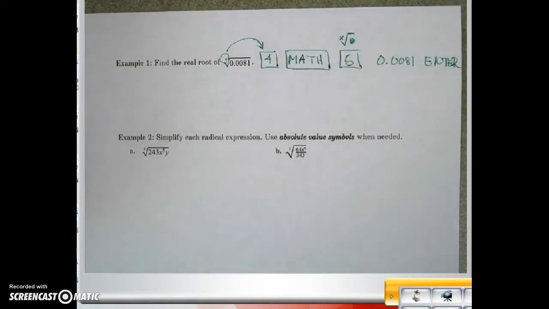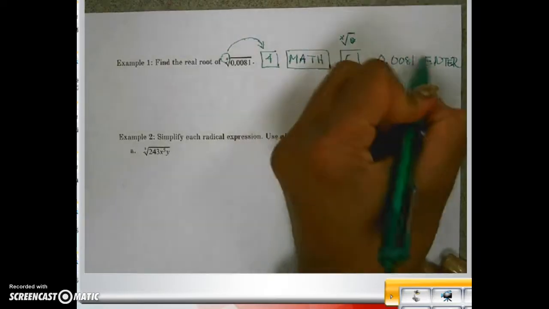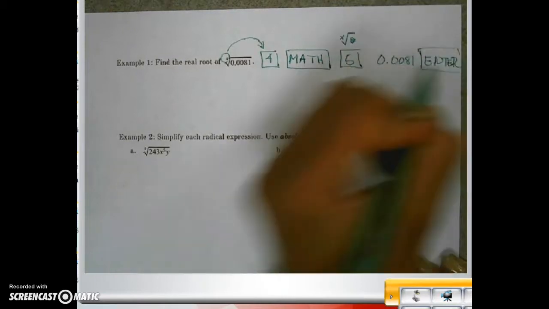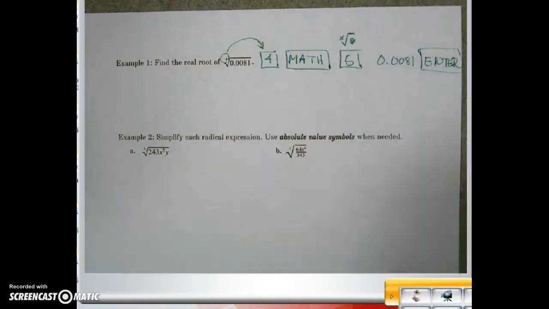Okay, actually, before I say anything else, take one moment, press pause right now and write down these calculator steps, just so that you have them.